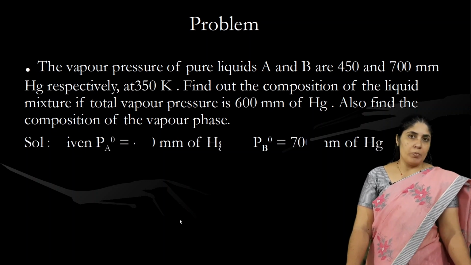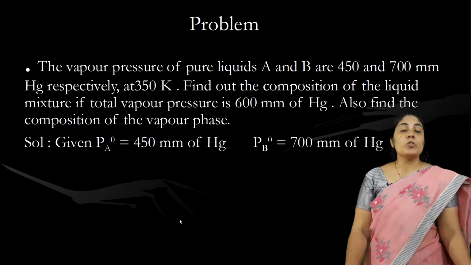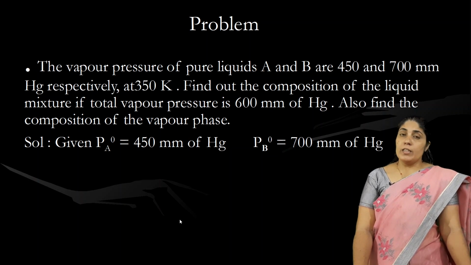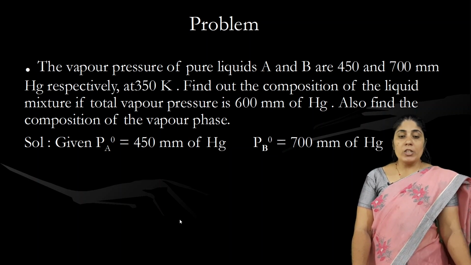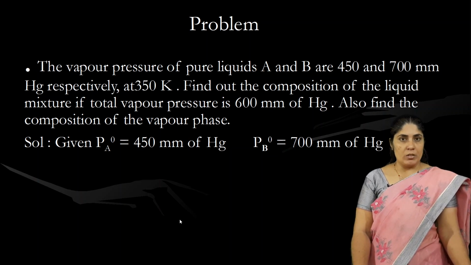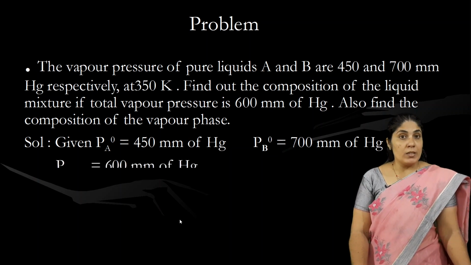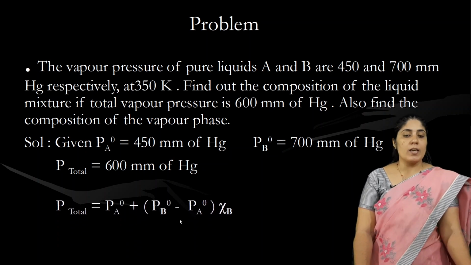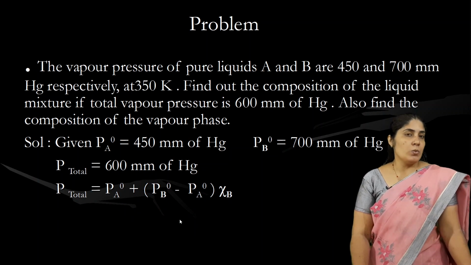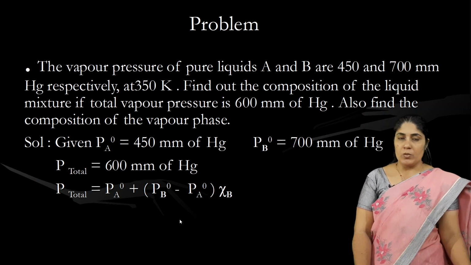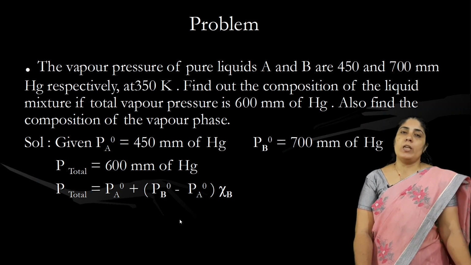When we come across a problem, we are supposed to first jot down the given data. Here the given data are the vapor pressure of the pure liquid, PA0, is equal to 450 millimeters of mercury, and PB0 is 700 millimeters of mercury. P total is also given as 600 millimeters of mercury. Now using the equation, P total is equal to PA0 plus (PB0 minus PA0) into Chi B, we can easily calculate the mole fraction of the component B.